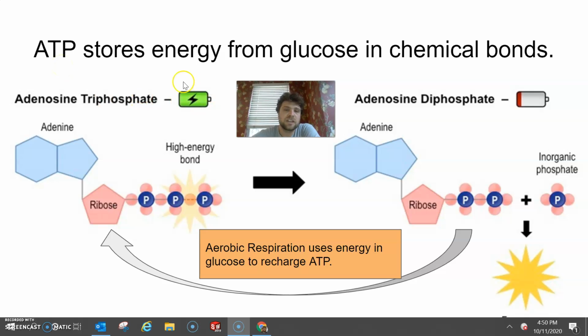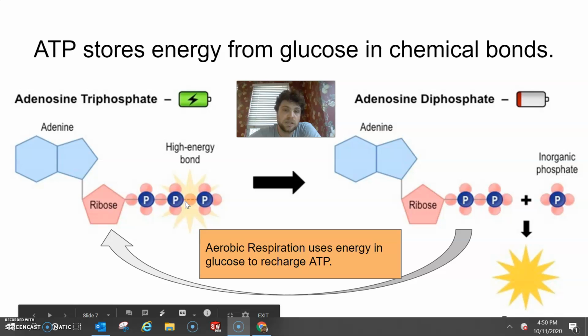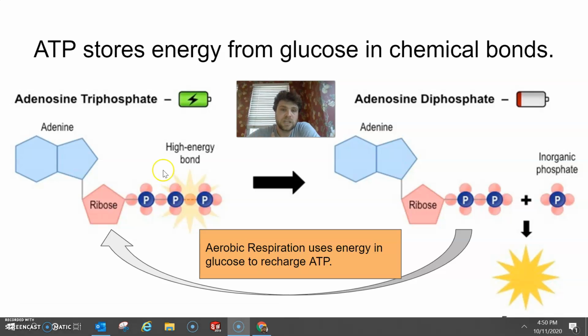ATP, I want you to think of it as a battery. And when your battery is fully charged, think about it in your phone or another device, that device contains energy, and that energy can be released. ATP is the same way. So inside of the bonds of ATP, there's this charged chemical energy.